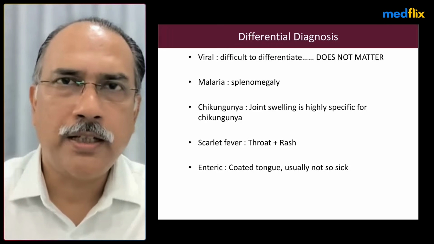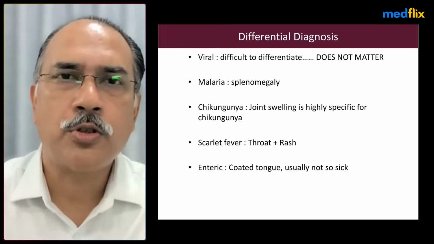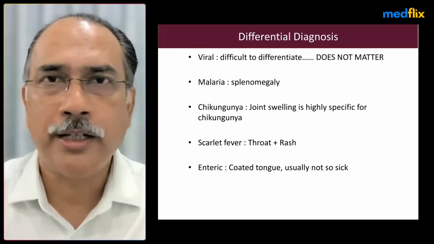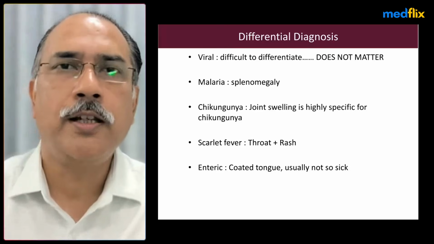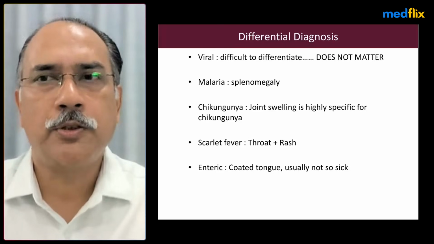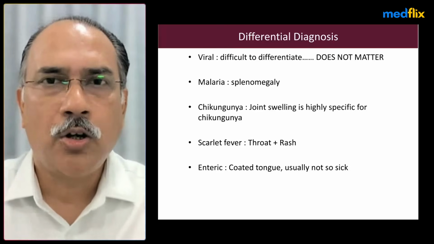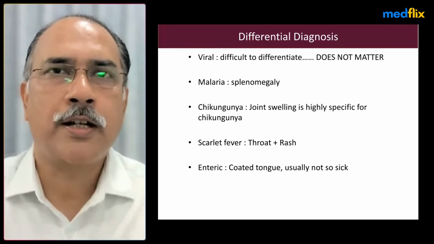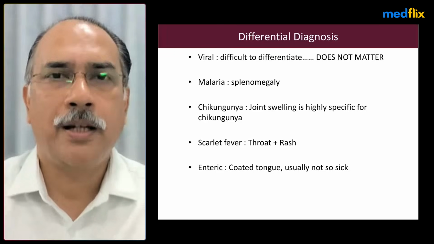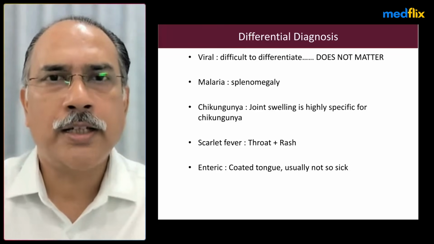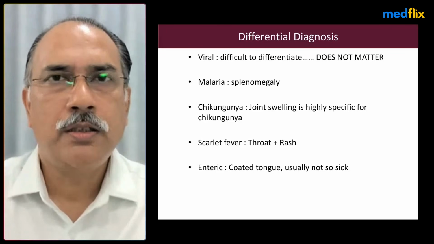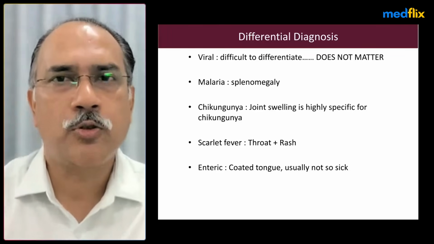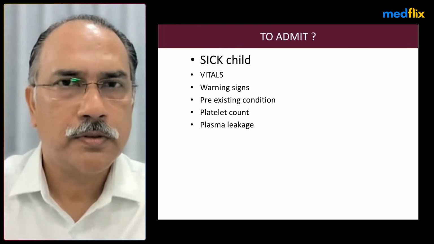A splenomegaly in monsoon fever is almost always malaria. Now remember, I am saying splenomegaly, I am not saying hepatosplenomegaly. So if you see a liver palpable and a spleen palpable, you are probably looking at dengue fever, or later on in the end of first week, beginning of second week, of course, enteric fever comes with splenomegaly and hepatomegaly. A joint swelling is highly specific of chikungunya. Different types of rashes are a great help in making a diagnosis of monsoon fever.